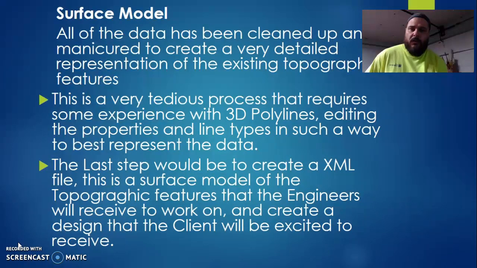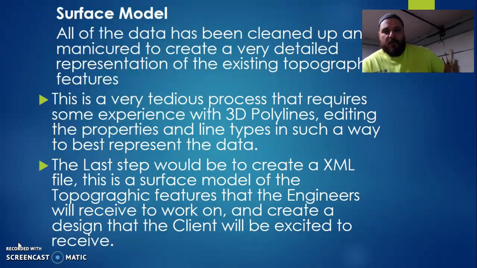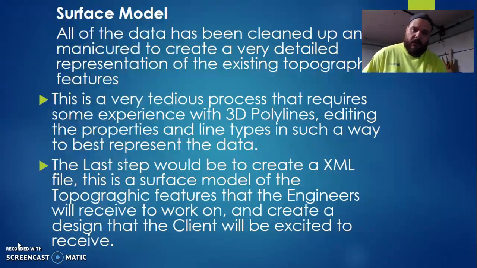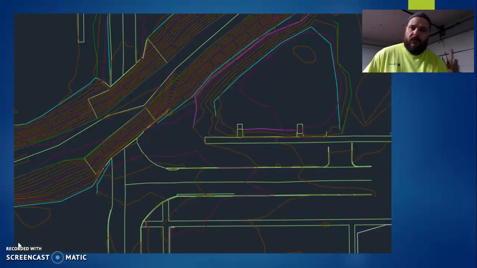The surface model: all the data has been cleaned up and manicured to create a very detailed representation of the existing topographic features. This is a very tedious process that requires some experience with 3D polyline editing, the properties, and line types in such a way to best represent the data. The last step would be to create an XML file. This is a surface model of the topographic features that the engineers will receive to work on and create the design that the client will be excited to receive.